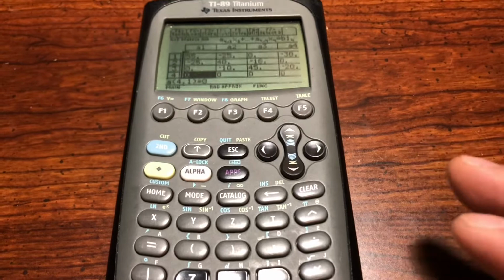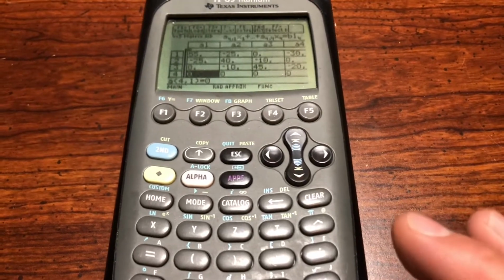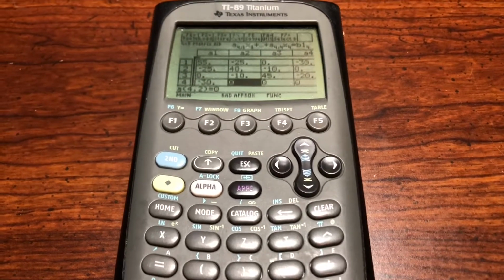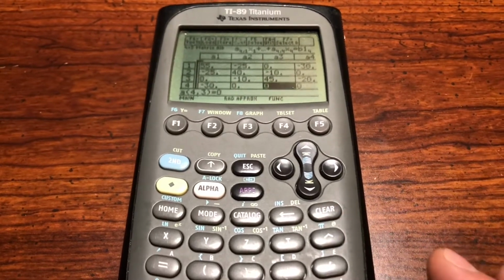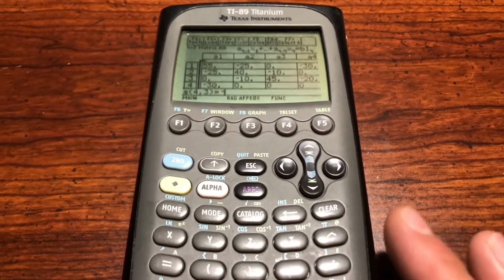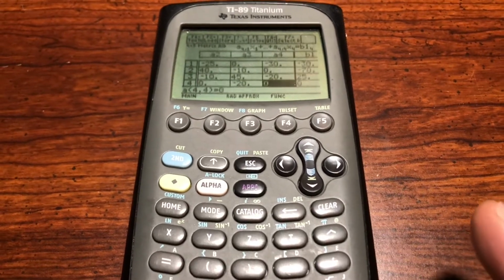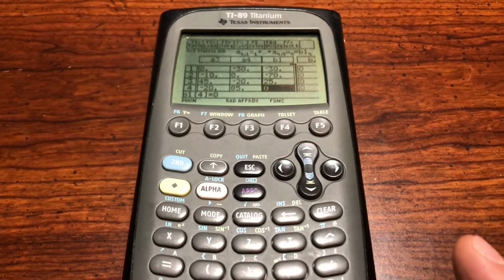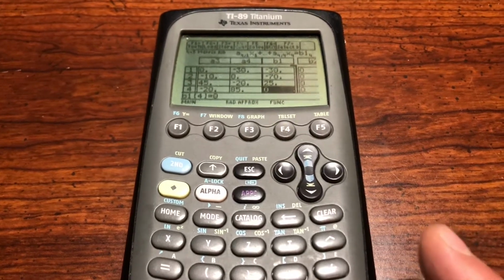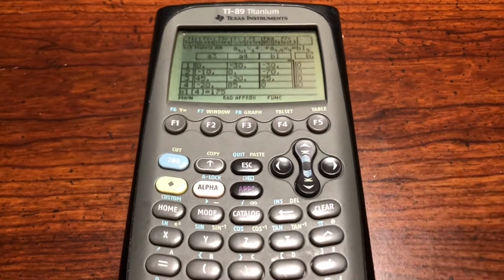And for the last equation, we have minus 30 for I1. We have 0 for I2. We have minus 20 for I3. We have 85 for I4. And we have 175 on the other side of the equal sign.